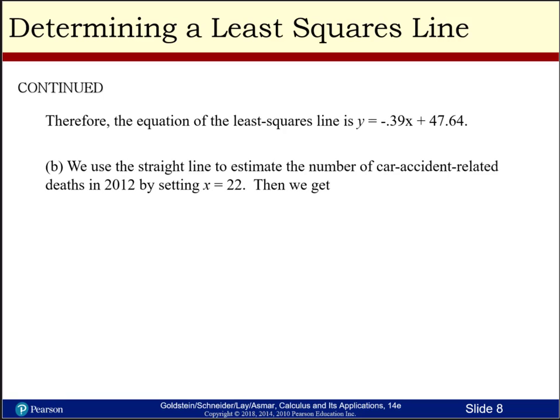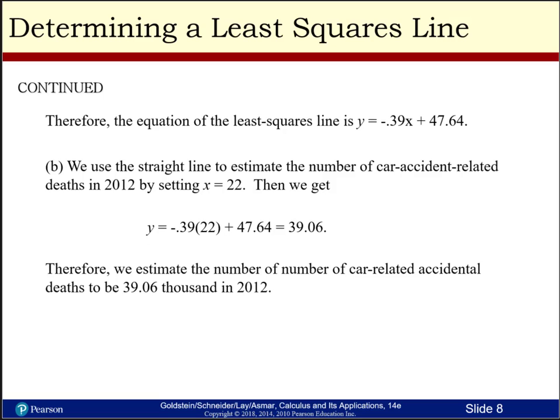We're going to use the straight line to estimate the number of car accident-related deaths in 2012. Just set x equal to 22, key that in, and you get y equals 39.06. Therefore, we estimate the number of car related accidental deaths, I think that was a little typo on my part, to be 39.06 thousand in 2012.